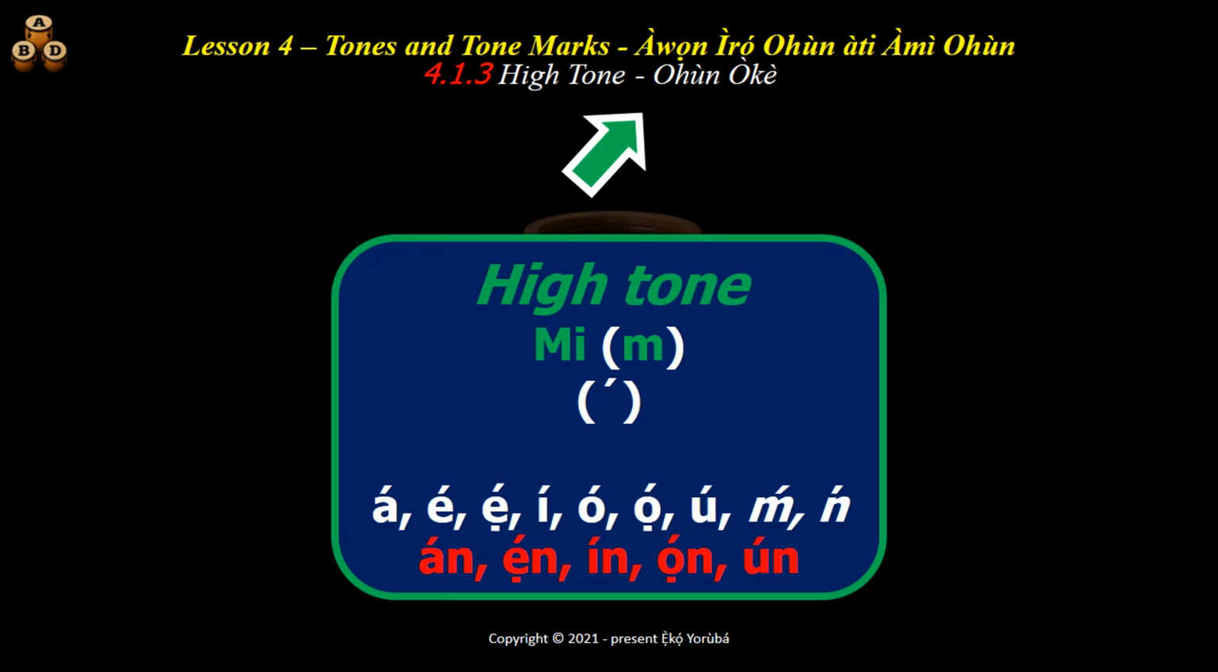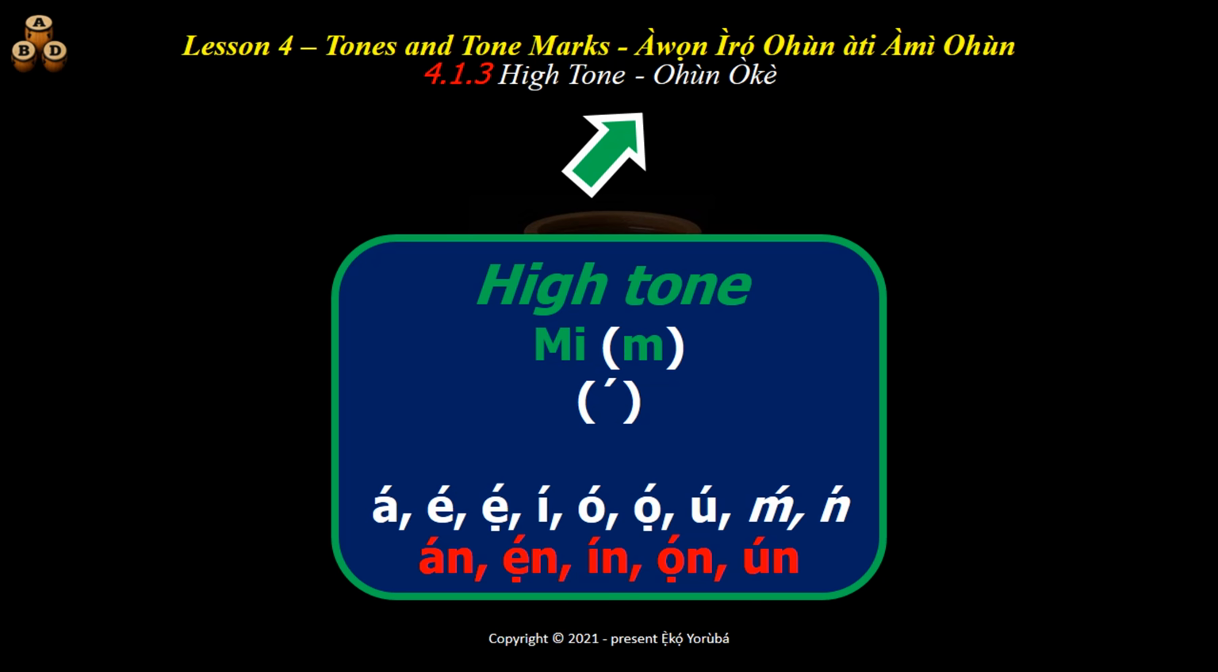The last but not the least is the high tone, which is assigned to, and called the Mi tone. This is denoted by the acute accent and placed on all the nasal vowels, non-nasal vowels, and the nasal consonants when they are sitting as syllables where the Mi tone is to be expressed.